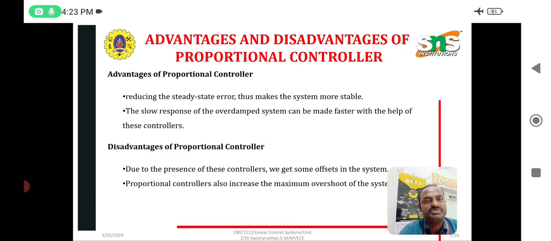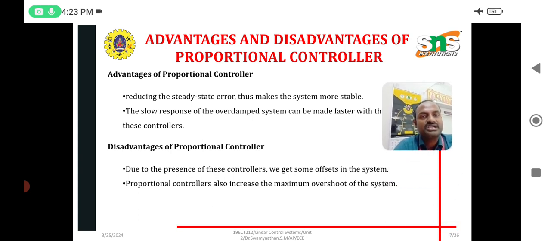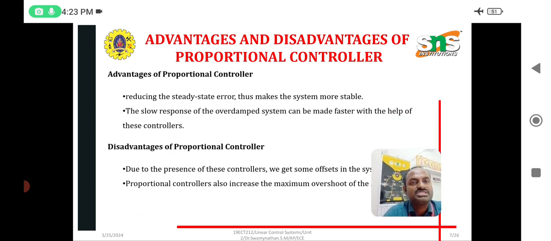Advantages mean reducing the steady state error, and the system becomes simpler and more stable. The slow response of an overdamped system can be made faster with the help of this controller. Disadvantages mean that due to the presence of these controllers we get some offset in the system. The proportional controllers also increase the maximum overshoot of the system.